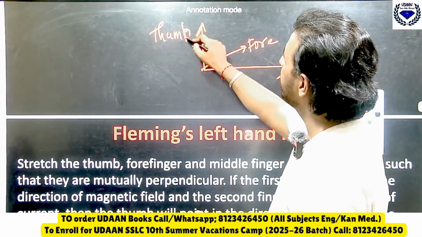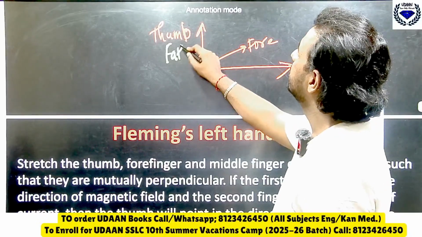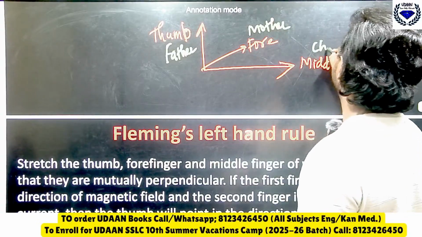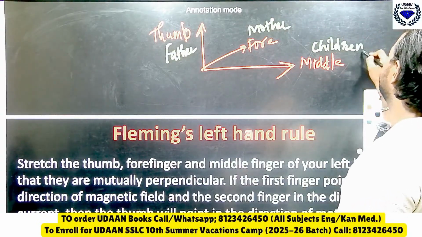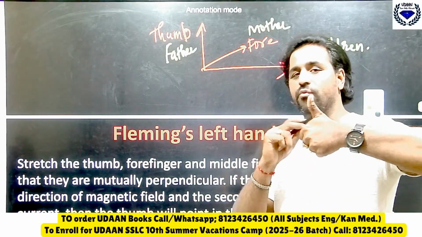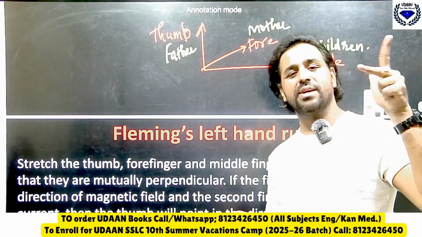Assume this is father, this is mother, and this is children. Remember father, mother, and children. Thumb means the head of the family, that is father. Then this is the forefinger, that is mother, and this middle finger is children.